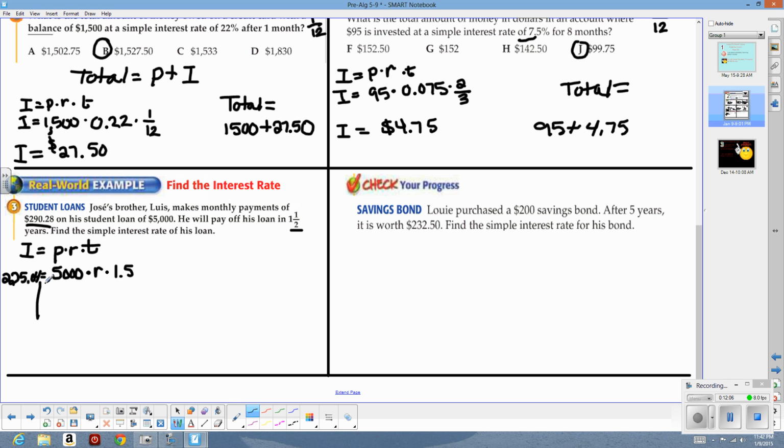Now, if you want to solve this problem, you'd first want to simplify this side of the equation. You would want to use the commutative property and move those numbers around, and you would do the 5,000 times 1.5 first. 5,000 times 1.5 is $7,500 times the interest rate equals $225.04. Now to figure out the interest rate, instead of multiplying by 7,500, we're going to divide by 7,500.